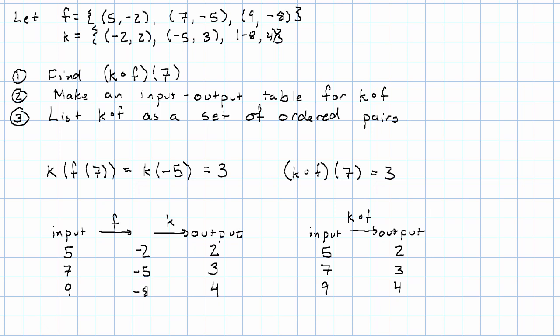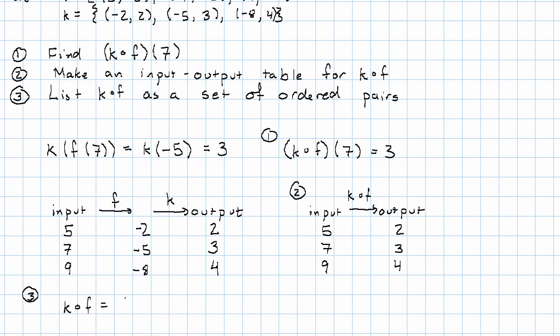As a collection of ordered pairs, k composed with f is just 5 goes to 2, 7 goes to 3, and 9 goes to 4. So that's all there really is to composition of functions. In the next video, we'll see how this works with functions that we actually have algebraic expressions for.